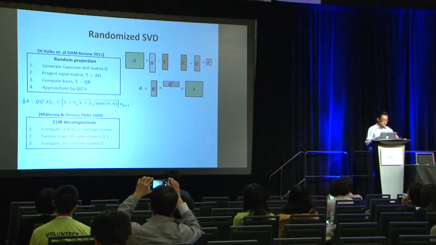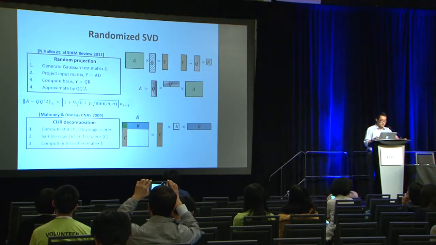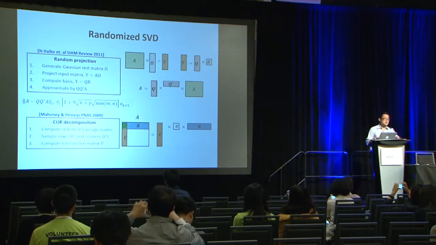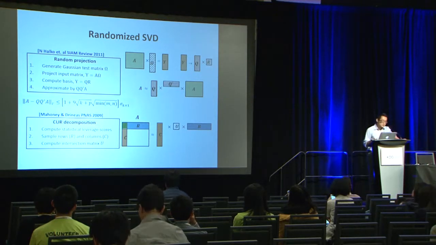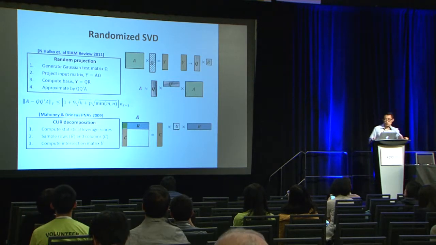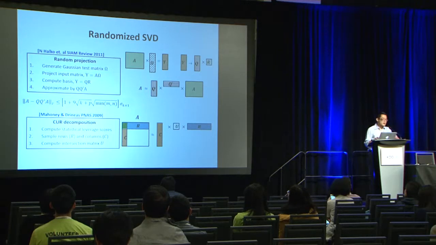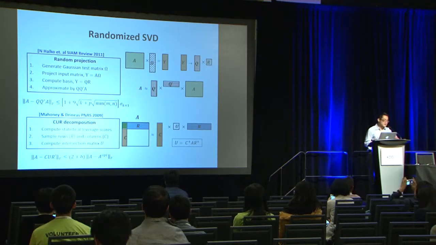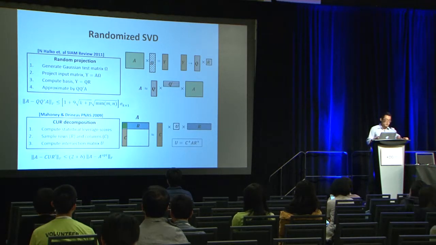The second one is the CUR decomposition proposed by Drineas and Mahoney. The idea is very simple. Basically, it first samples a subset of rows and columns, denoted by R and C, and then it computes the intersection matrix U by multiplying the pseudo-inverses of C and R on both sides of A. And here is the probabilistic error bound that says with high probability, the approximation error can be at most 2 plus delta times the optimal one.